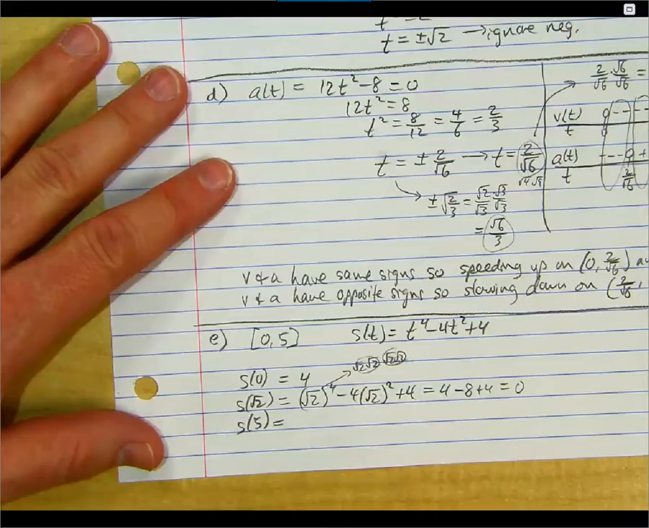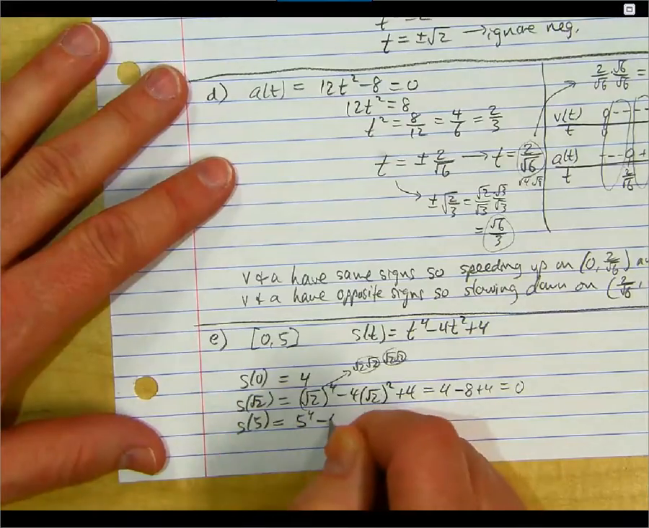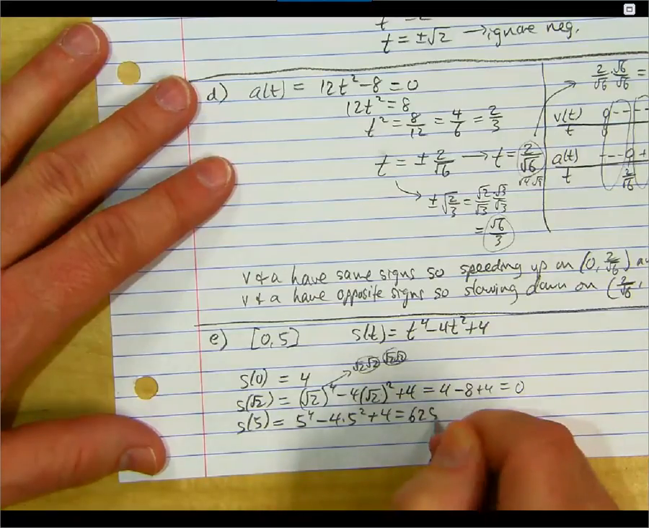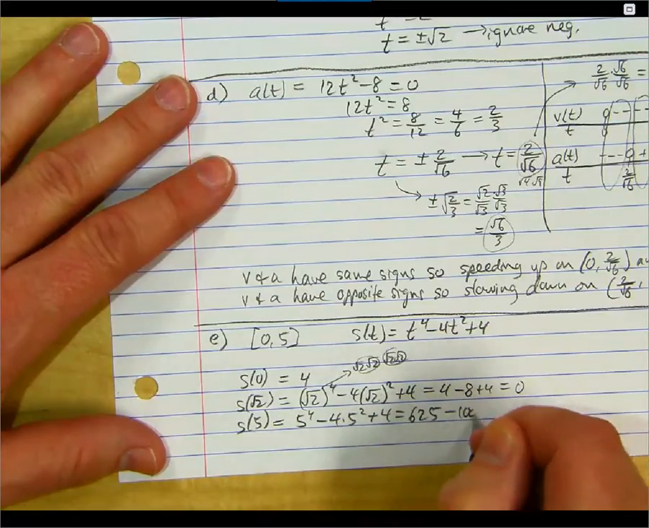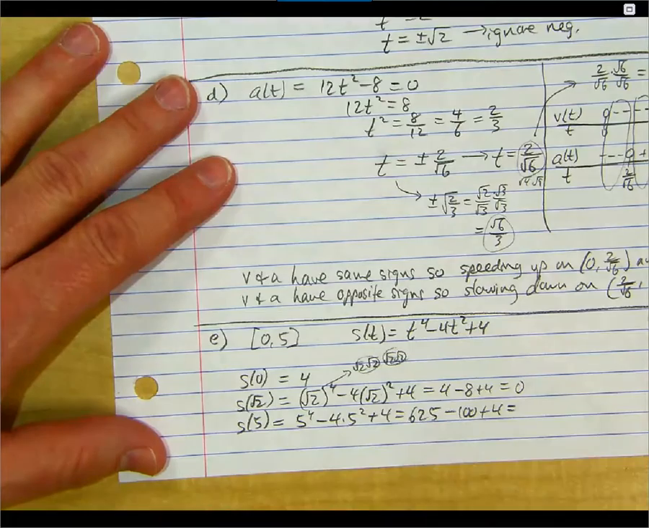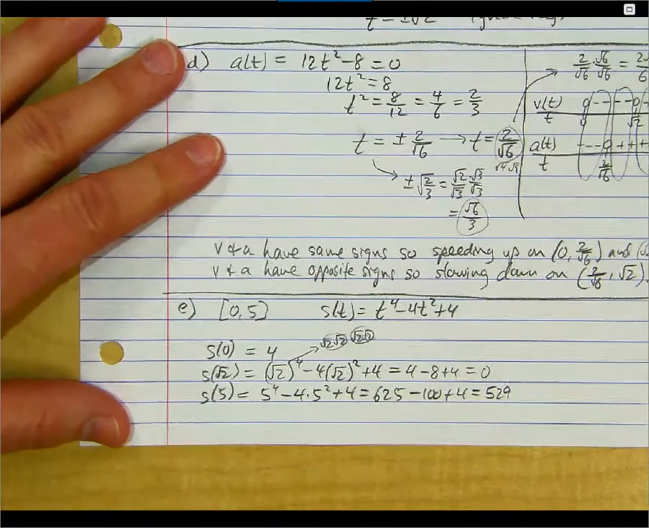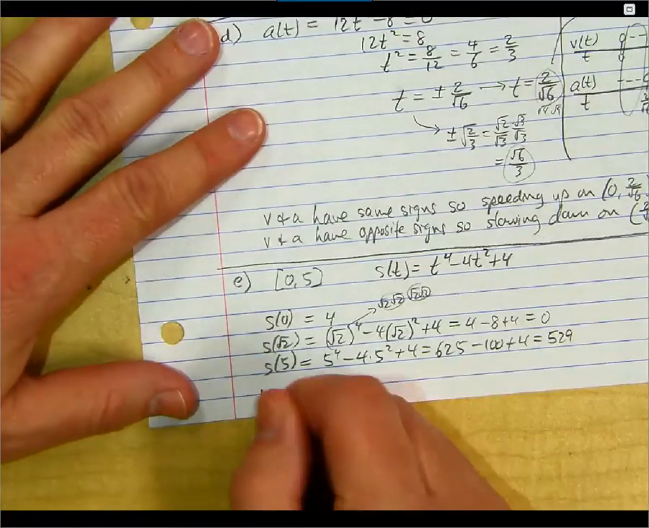Next up, plugging in 5, we get 5 to the 4th, minus 4 times 5 to the 2nd, plus 4. I'm going to fast forward here, that's 625, minus 100, plus 4, which turns out to be 529. If these numbers look familiar, it's because we've done this. You can check your notes.